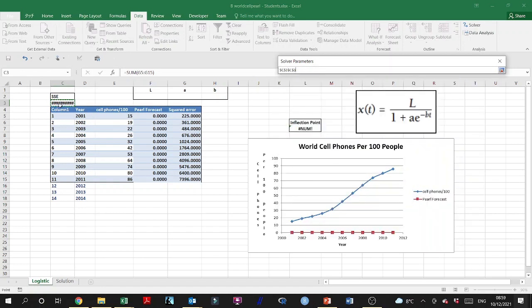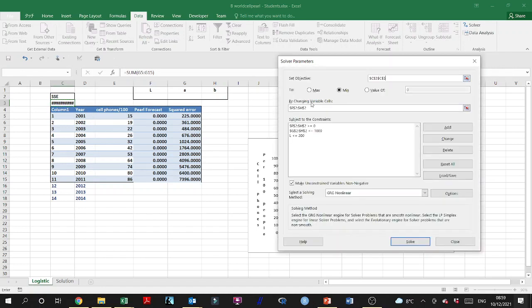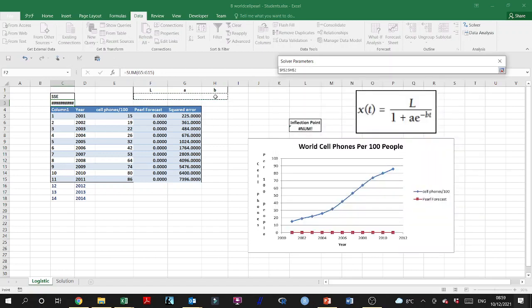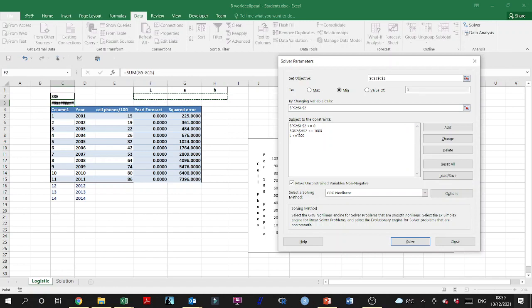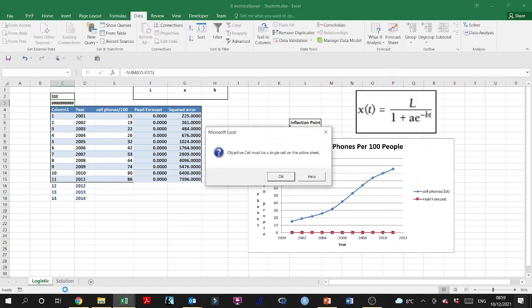We need to minimize the sum of squared errors. So minimize it by changing these values over here, and these values over here, you need to put all these, and make unconstrained variables non-negative and use the GRG Nonlinear. Once you do that, let me just, you do it.